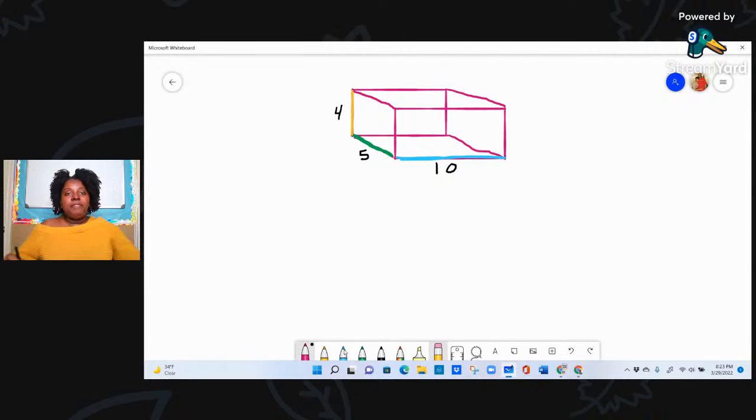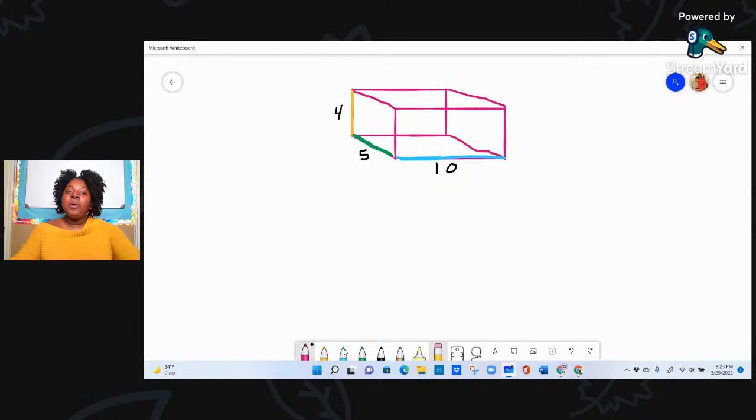So if you look at this box on the screen, I have a tissue box for you. The front and the back of a tissue box, if I turn it around, the size of the front and the back are equal. The top and the bottom are equal. Left side, right side, the sides are equal. Surface area, you're just finding the area of all the sides and adding them up.